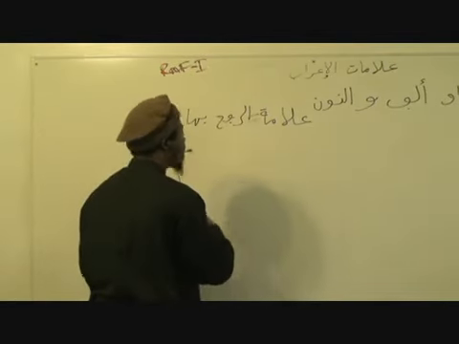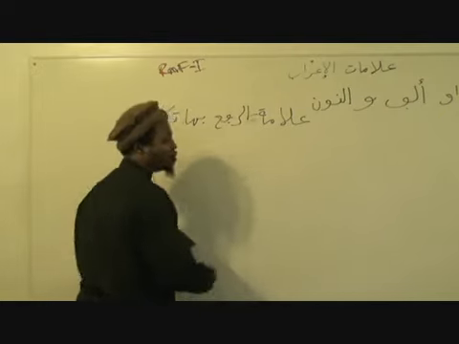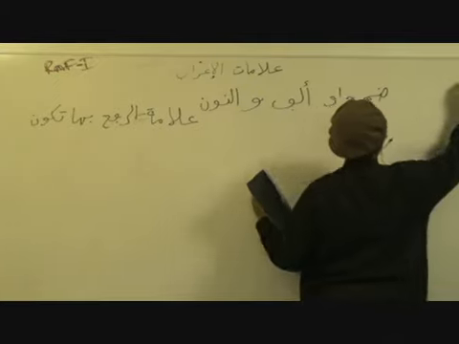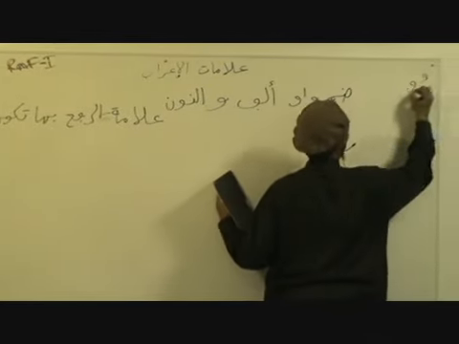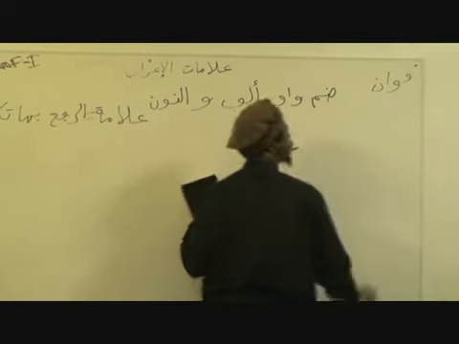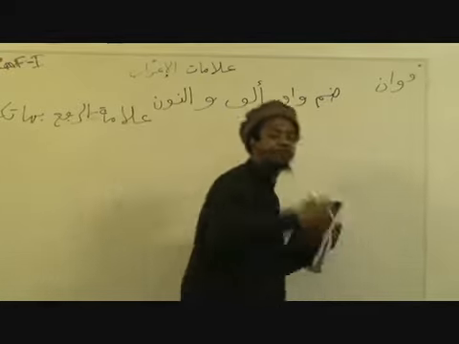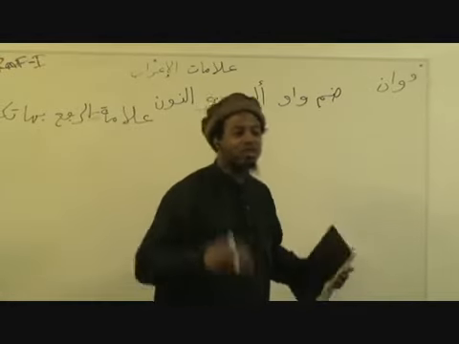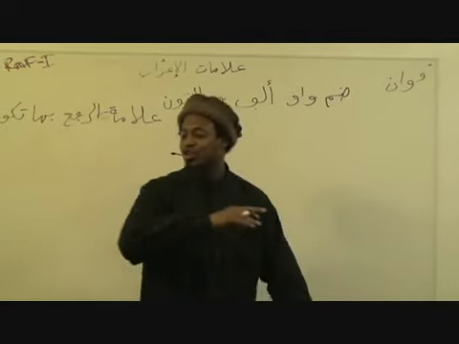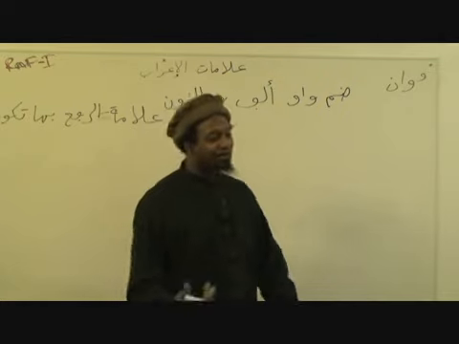So in dealing with raf'i, we start off by saying dhammun wawun alifun wa nun. This is a dhamma. This is a wow. That's an alif. And this is noon. Dhammun wawun alifun wa nun. You have to know these signs and symbols very well. If you do not know them, you are going to get eaten up by i'rab. So just pay a little bit of attention.